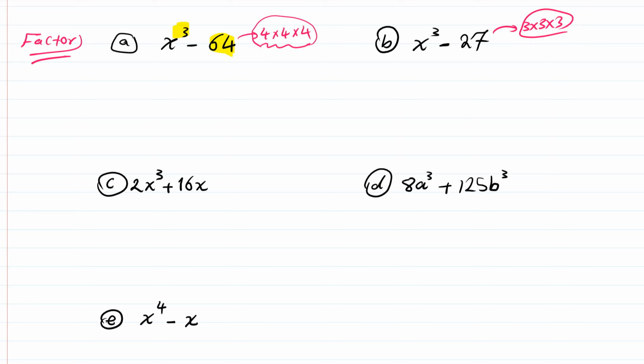Okay, how can we factor this type of polynomials? You need two brackets, one of them a small bracket and the other one a big bracket. In the small bracket I'll write the root of the first one. The root of x power 3 is only x, same sign of course, minus the root of 64 is only 4. Okay, what will I write in the second bracket? The signs in the second bracket are like this.